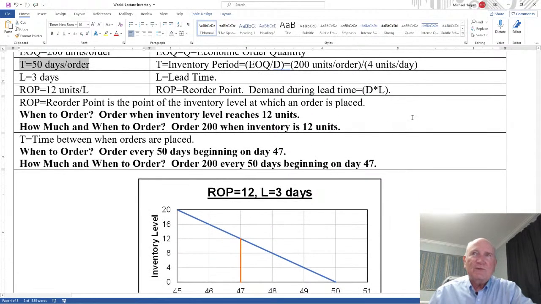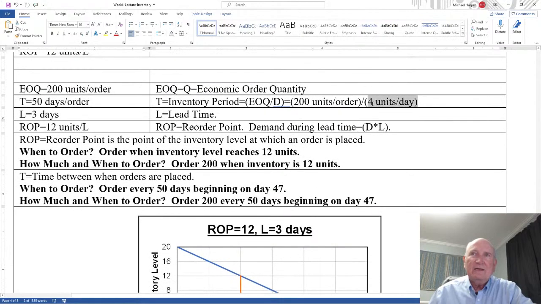Because since it's 4 units per day, those 200 units will last 50 days. Okay? Because 4 into 200 is 50. So 1 order of 200 units will last for 50 days.